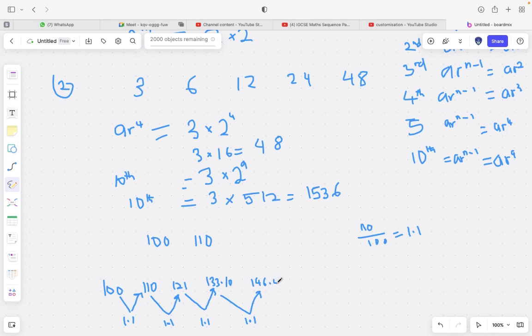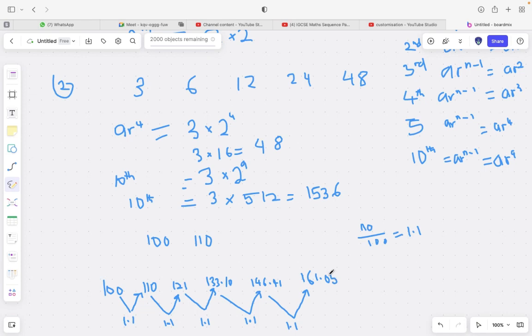Now, if you want the money for the sixth year, how much you get in your bank account if you keep this money, you multiply again by the common ratio, 1.1. So 146.41 times 1.1 gives us 161.05. Okay, this is the money we get.